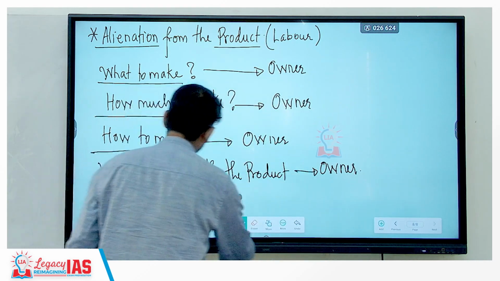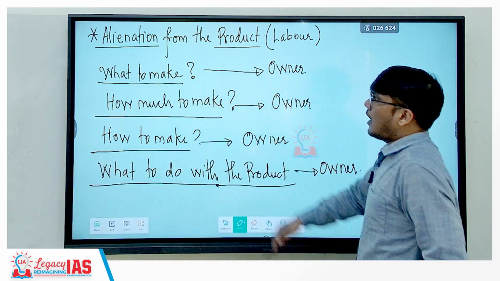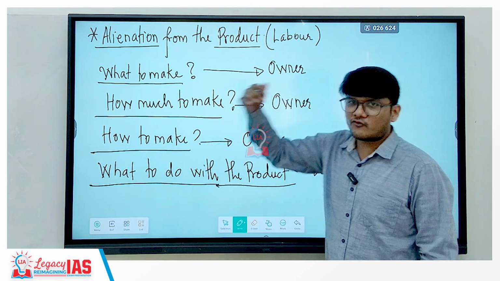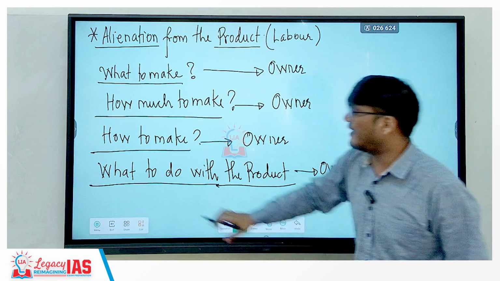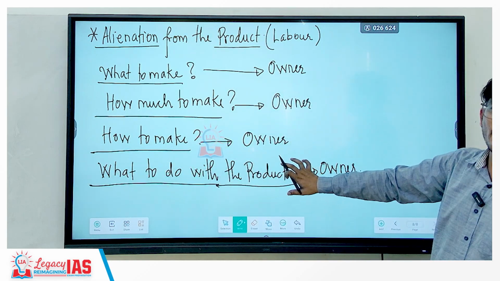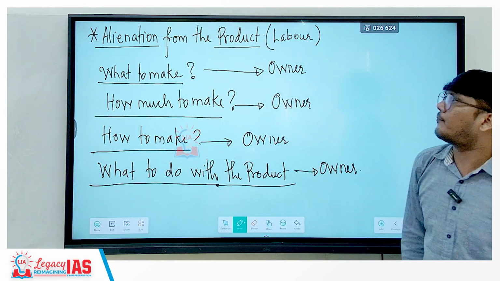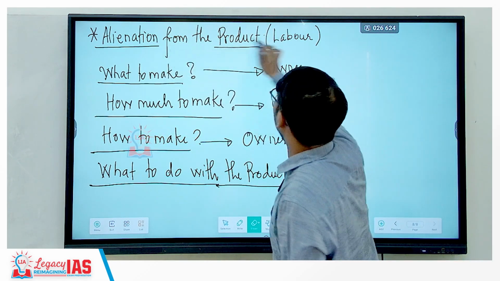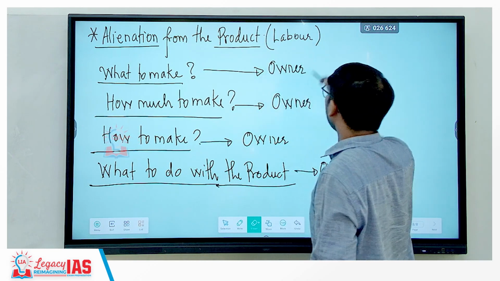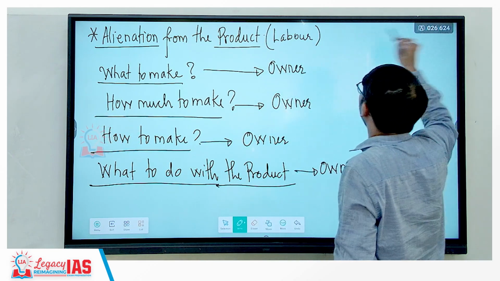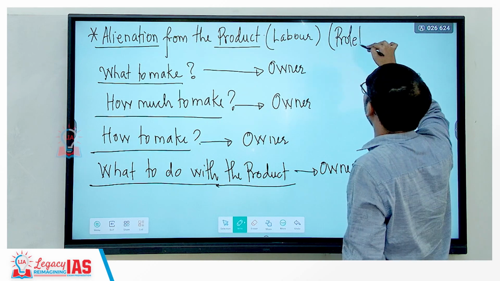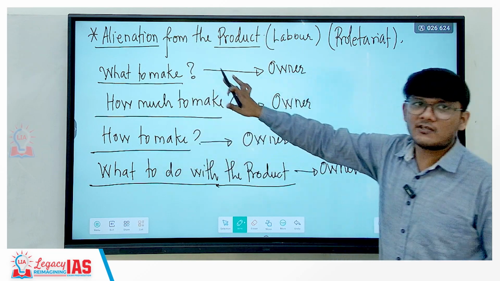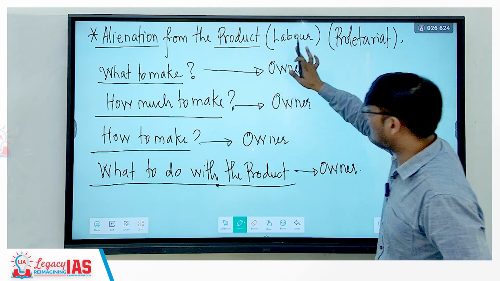So what is happening? What to make, how much to make, how to make, and what to do with the product? The construction, development, as well as the destiny or the disposal of the product, none of this is decided by the proletariat. So we are talking about alienation of the proletariat. Remember, proletariat is the labor. All these things are not decided by the proletariat, it is being decided by the owner.